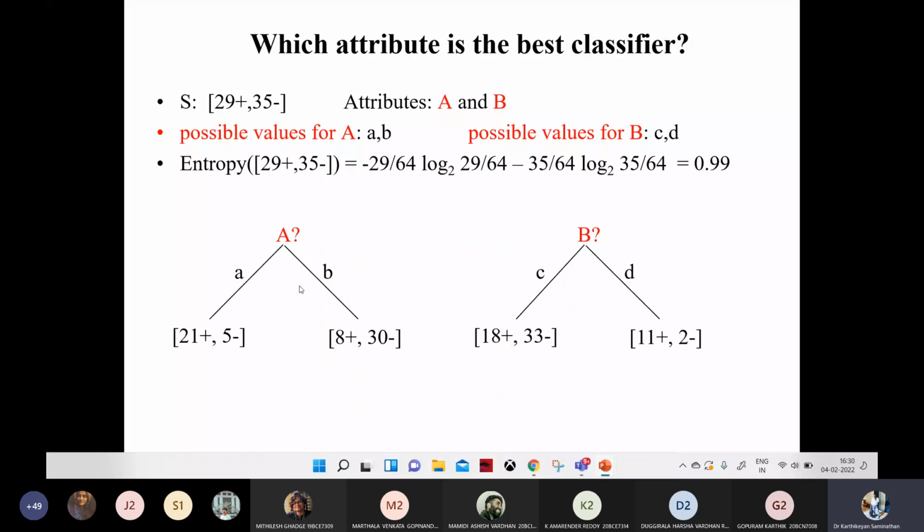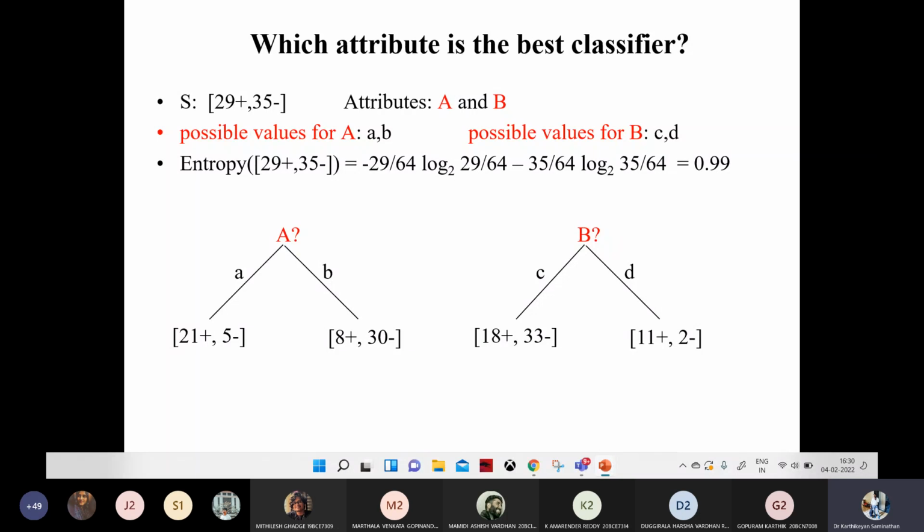First, for the root, we need to calculate the entropy. So entropy is something like 29 plus 35, with attributes A and B. Possible values for A and B are this one. So entropy of 29 plus 35. Now we need to calculate the entropy of 29 plus 35.